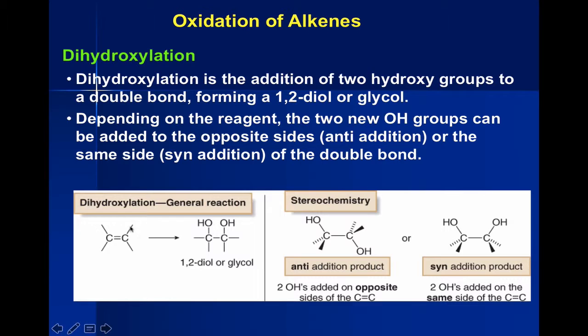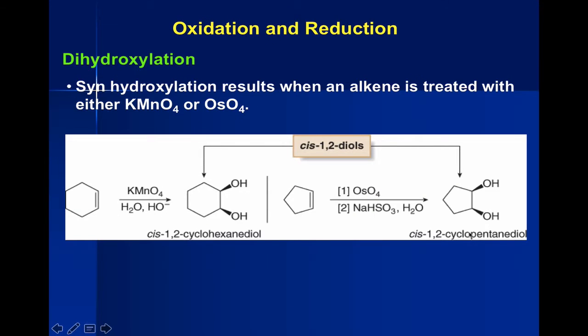There are two possible ways that this can get added. You can imagine having the anti-stereochemistry, very similar to what we had in the halogen addition, or you can imagine the syn addition, where the two OHs are actually on the same side. It turns out that the reagents that we're going to talk about today will only give us the syn addition, and let's talk about that now. So, two ways to do this. I can take cyclohexene and I can get the cis-1,2-cyclohexanediol, or the glycol here.